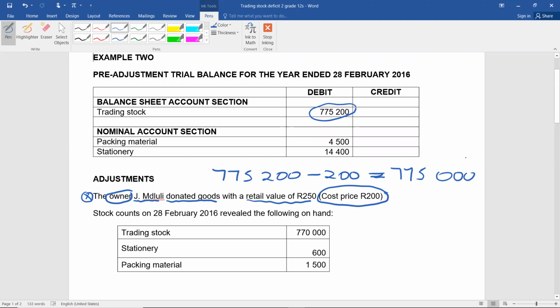So this is the trading stock we are now left with, according to the books. And then comes this adjustment here. This adjustment says the trading stock that was counted at the end of the year was this much. Which amount will be correct there, Saki? Oh, Saki, I can't hear you.